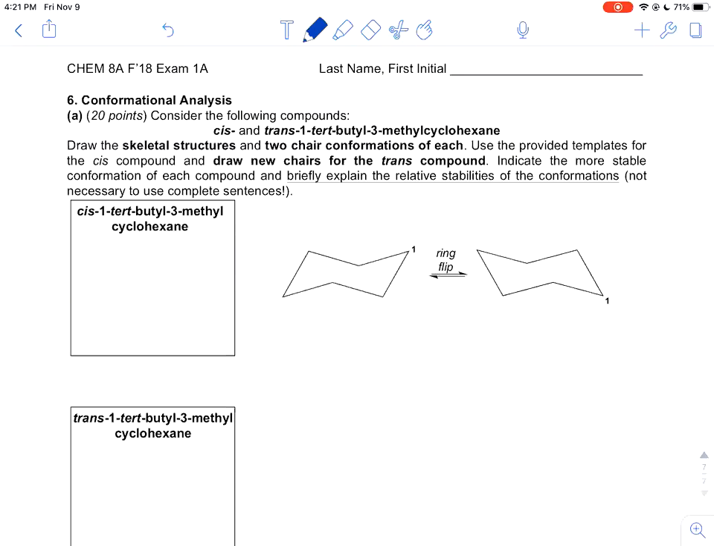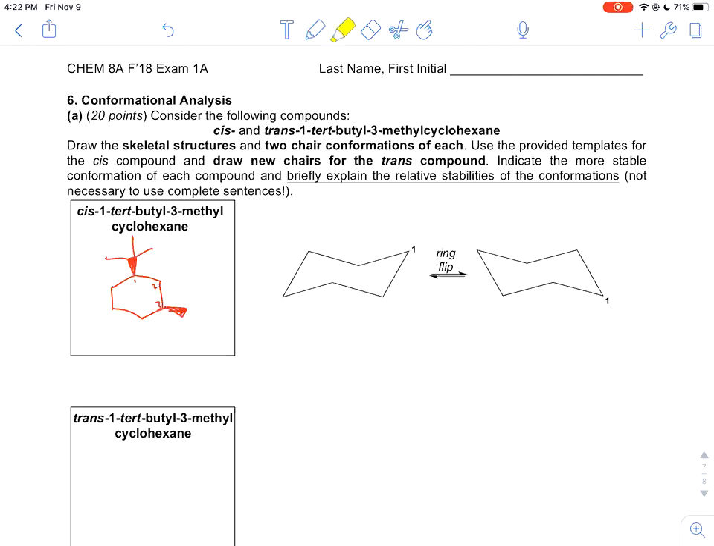And here we are on page 6, and we're going to work through conformational analysis of cis and trans 1-tert-butyl 3-methyl cyclohexane. We're going to draw the skeletal structures and 2 conformations of each, but first we're going to draw cis 1-tert-butyl 3-methyl cyclohexane in its 2-dimensional form. We add in the remaining groups like this.